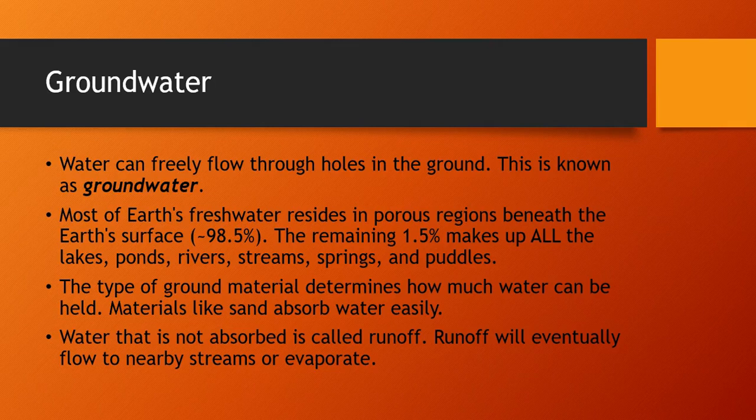The type of material the ground is made out of determines how much moisture it can absorb. For example, things like sand will absorb moisture more easily. Things that are very rocky or gravelly will not. Water that's not absorbed is called runoff, and runoff will flow essentially downhill into a stream or a river or some other body of water nearby.